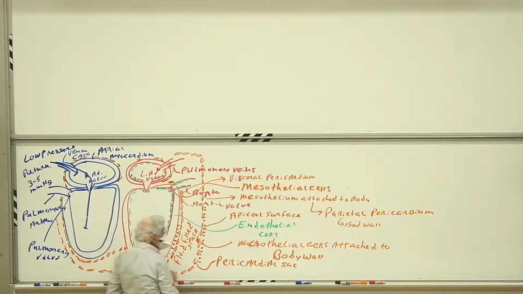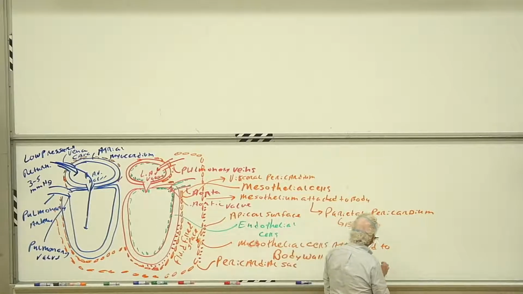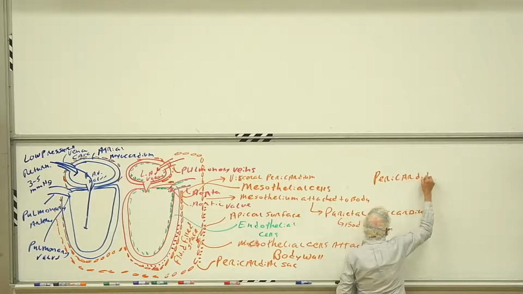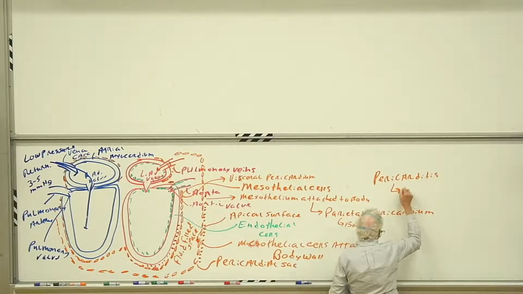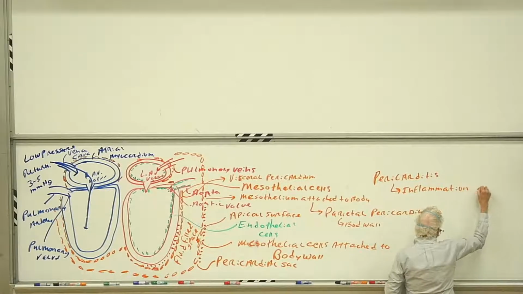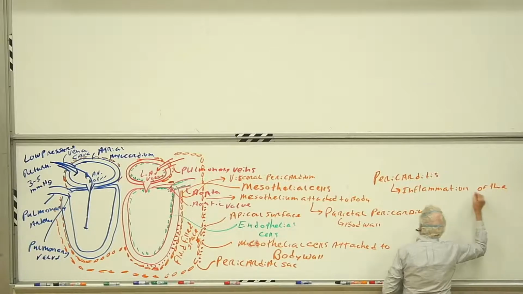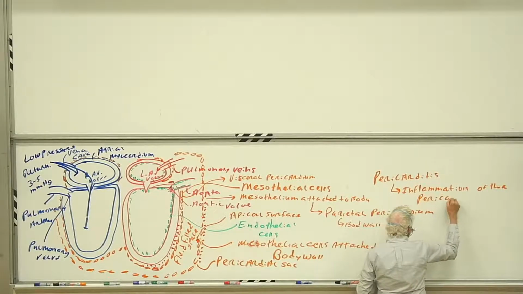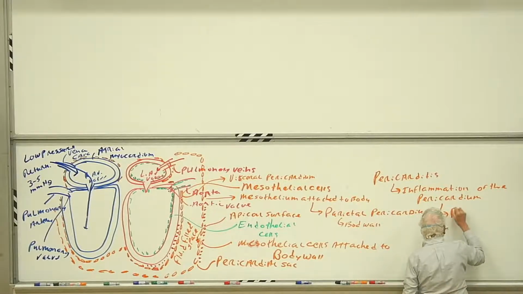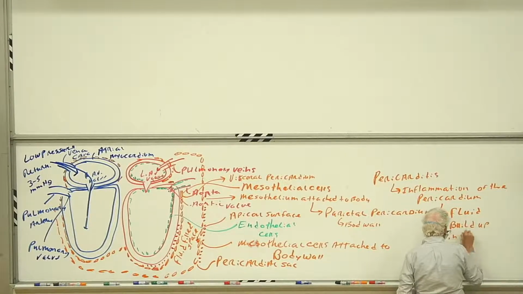There is a condition known as pericarditis. This is an inflammation of the pericardium. The upshot of this inflammation is often fluid buildup in the pericardial sac.